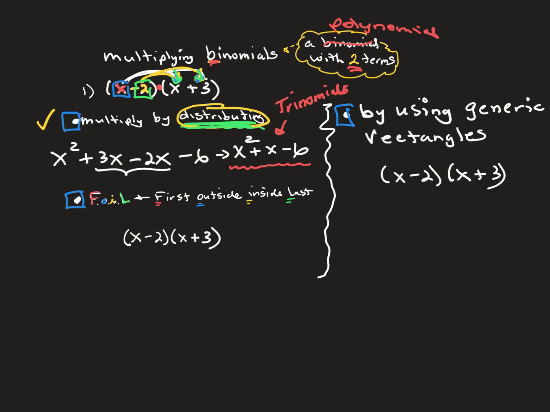FOIL is really just a distributing property, but we like to mention it because it does help when we go back to working backwards and doing what's called factoring. Understanding how to FOIL can be very beneficial.